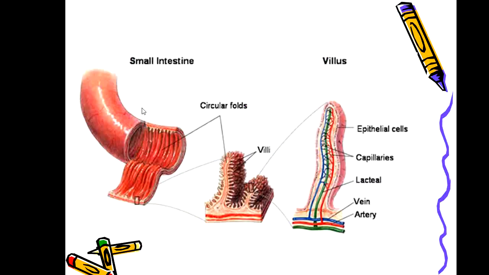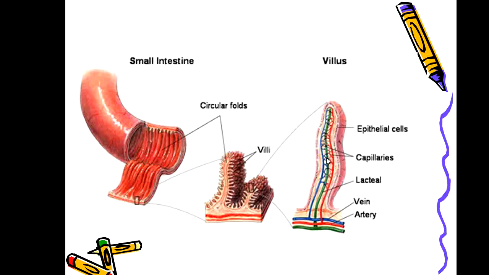In the next diagram you can see the small intestine, and these circular folds are called plica. These are the villi, and the villi consist of further microvilli. Now you can see in the diagram that each villus is provided with the green color, which is actually the lacteal, the lymphatic duct. The white, blue and red colors are the capillaries, veins and arteries.